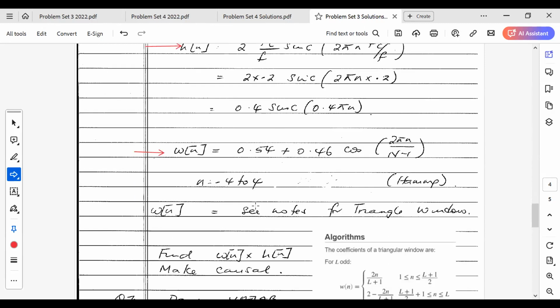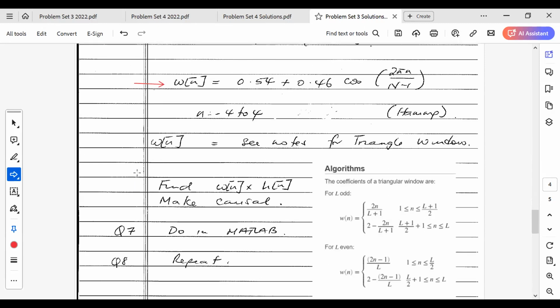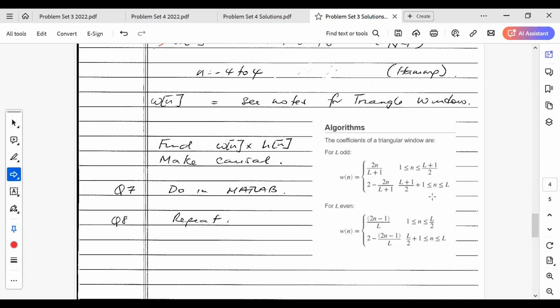Okay? The window function is the same thing. And then you find wn by hn, and then you delay it by the appropriate number of terms to make it causal. The second part was a triangular window, and somebody had emailed me, I think it was Chelsea, a couple of weeks ago to tell me, well, wait a minute, the notes only have it for n even. So what to do? Because n is odd here.